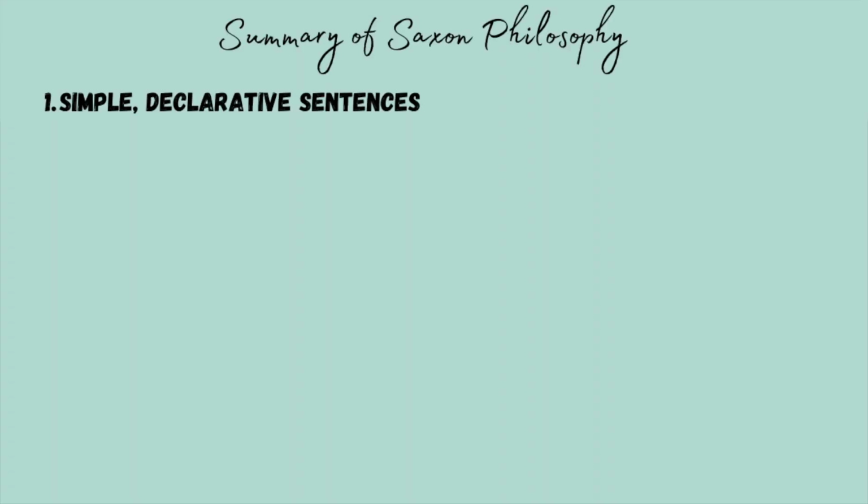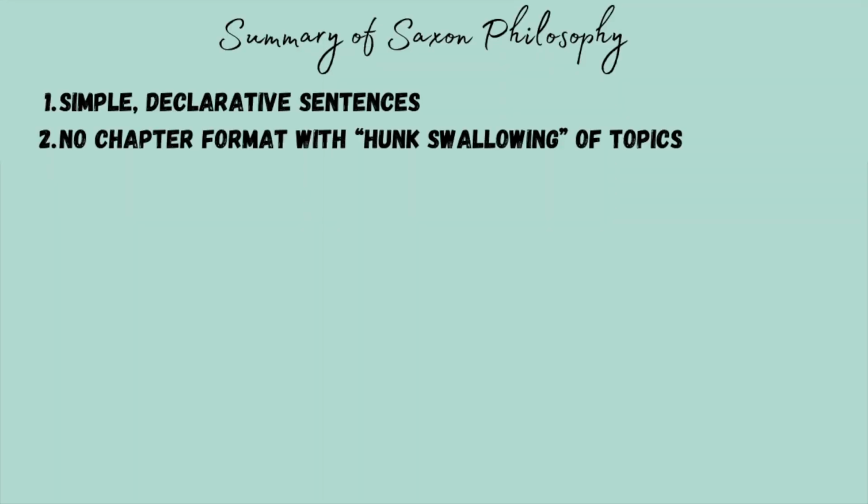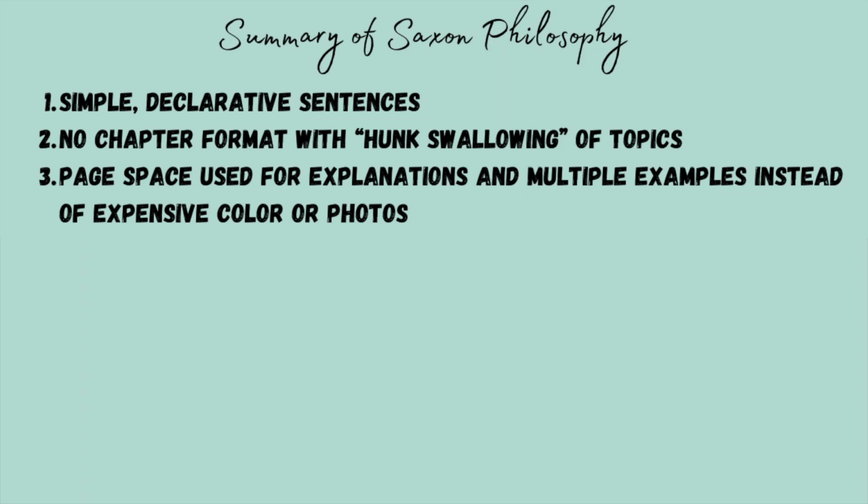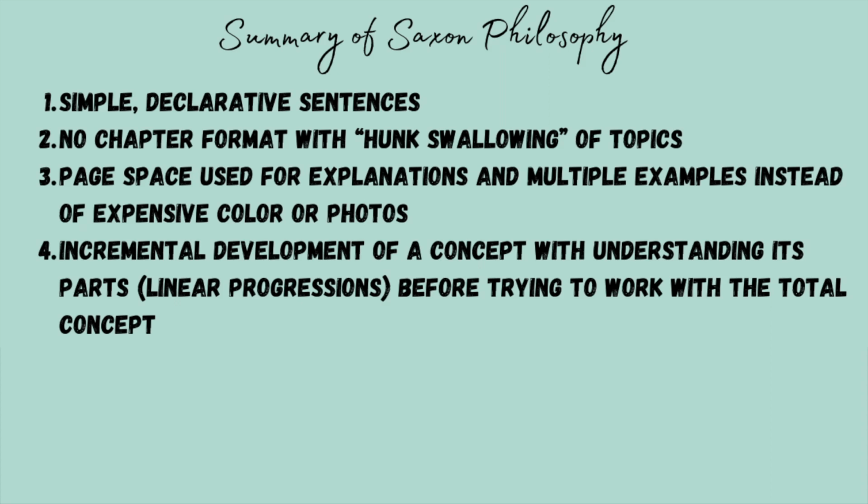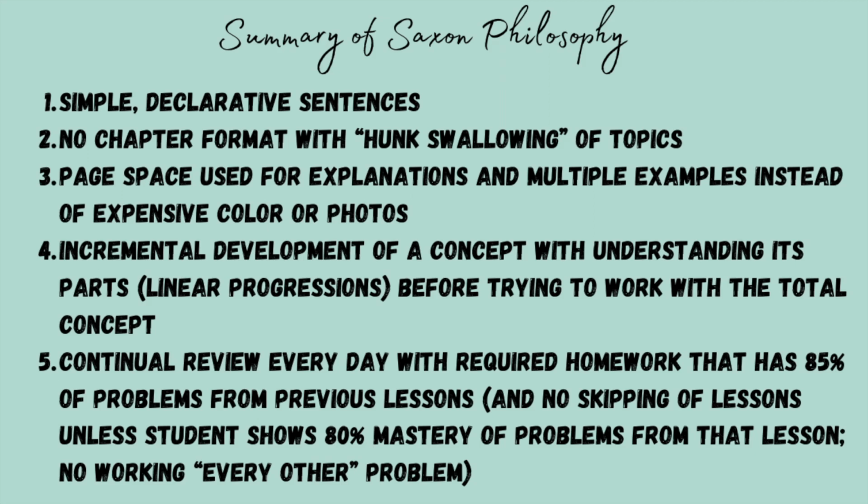In summary, the Saxon philosophy is 1, simple declarative sentences. 2, no chapter format with chunk swallowing of topics. 3, page space used for explanations and multiple examples instead of expensive color or photos. 4, incremental development of a concept with understanding its parts, linear progressions before trying to work with the total concept. 5, continual review every day with required homework that has 85% of problems from previous lessons, and no skipping of lessons unless students show 80% mastery of problems from that lesson.